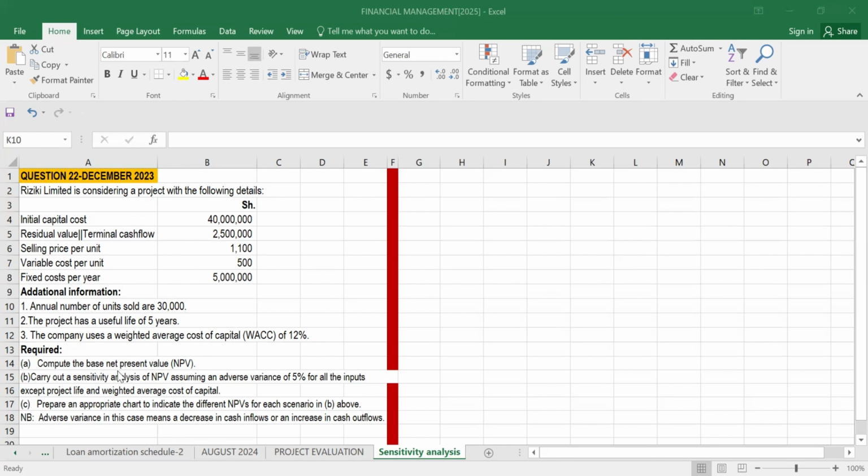We're required to compute the base net present value, and then from there, we are required to carry out sensitivity analysis on NPV, assuming an adverse variance of 5% for all inputs except the project life and the weighted average cost of capital. Then we are required in part C to prepare an appropriate chart to indicate different NPVs for each scenario in B above. In this case, adverse variance means a decrease in cash inflows and an increase in what? In cash outflows. So we are going to start with part A of this particular question.